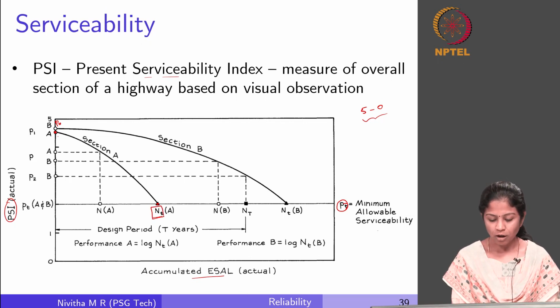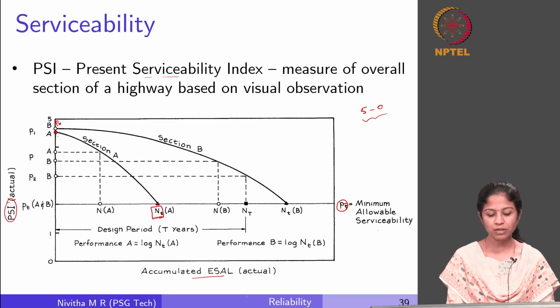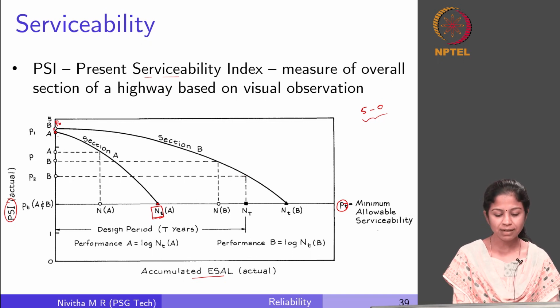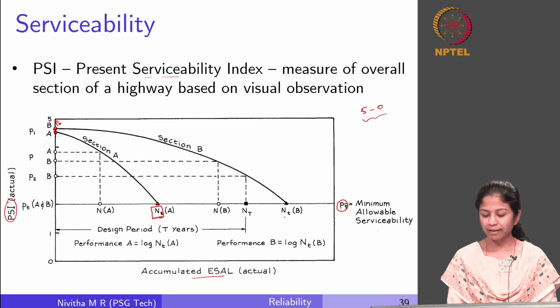So, this I call NT, which is the maximum allowable load repetition for this particular section. Similarly, I can take section B. This is the initial value P0 and this is the PT value. I can see here that my section B is able to sustain more load repetitions before it reaches the terminal serviceability level.